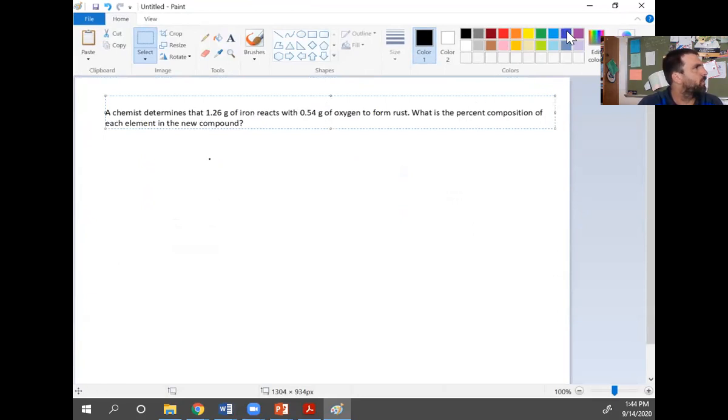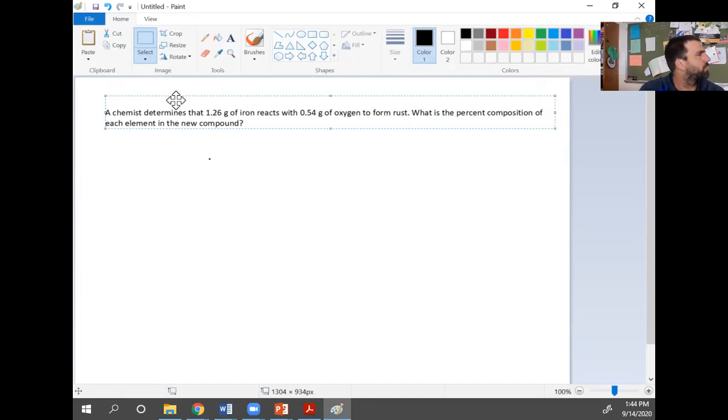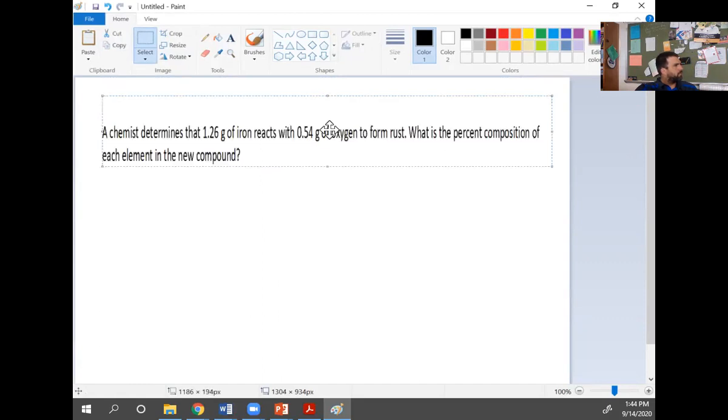There's our question. A chemist determines that 1.26 grams of iron reacts with 0.54 grams of oxygen to form rust. What is the percent composition of each element in the compound? Write that down. We will discuss it. We will work this one apart. Actually, I need to share the screen.